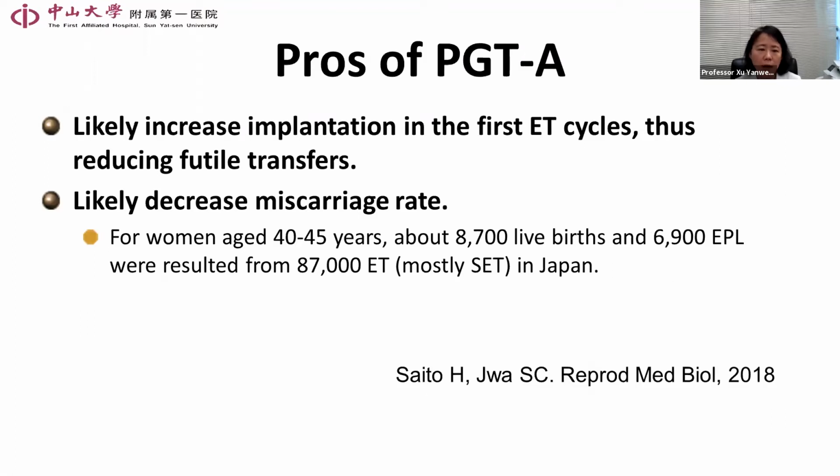Therefore, pros of PGT-A include likely increased implantation in the first embryo transfer cycles, thus reducing futile transfers. Let's look at the data published in Japan. For women aged 40 to 45 years, about 8,700 live births and 6,900 early pregnancy losses resulted from 87,000 embryo transfer cycles, mostly single embryo transfers. That means 90% of the transfers were futile transfers. The efficacy of embryo transfer is very low.